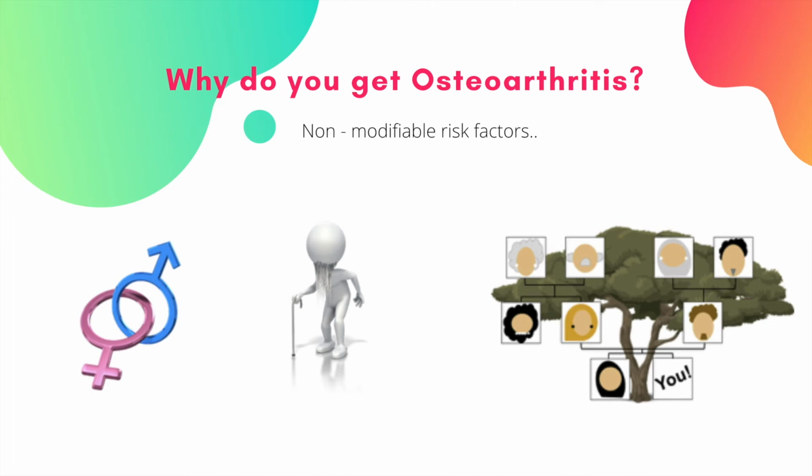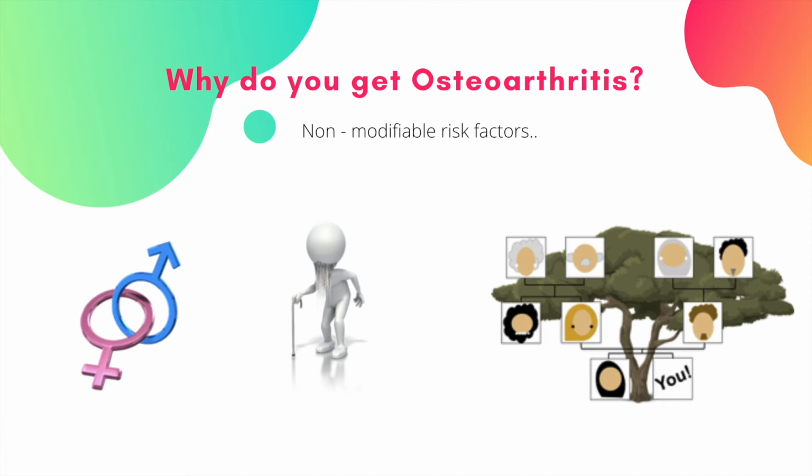So there's non-modifiable risk factors. These are the things that we cannot change. So firstly is your age. Anyone over the age of 50 is at a greater risk of getting OA. But saying that, it can happen in anyone over the age of 30. That's generally early onset arthritis, that one.